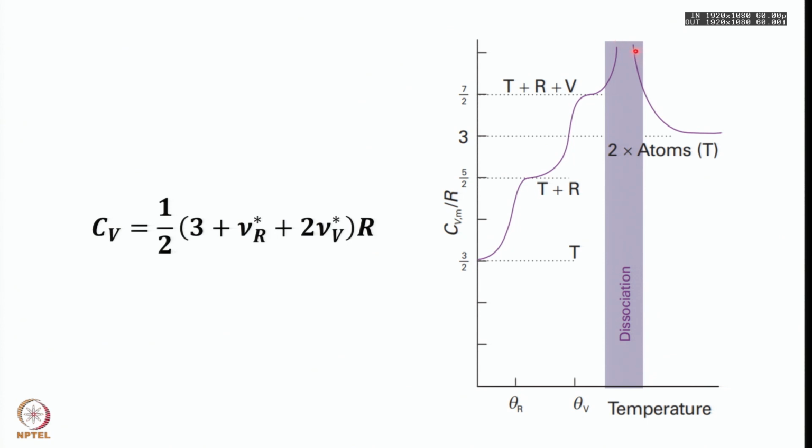If you consider a diatomic molecule and further keep increasing the temperature, then the diatomic molecule will undergo dissociation. A diatomic molecule like X2 will dissociate to 2X, and you will have 2 times the translational contribution, because atoms will have only translational contribution.